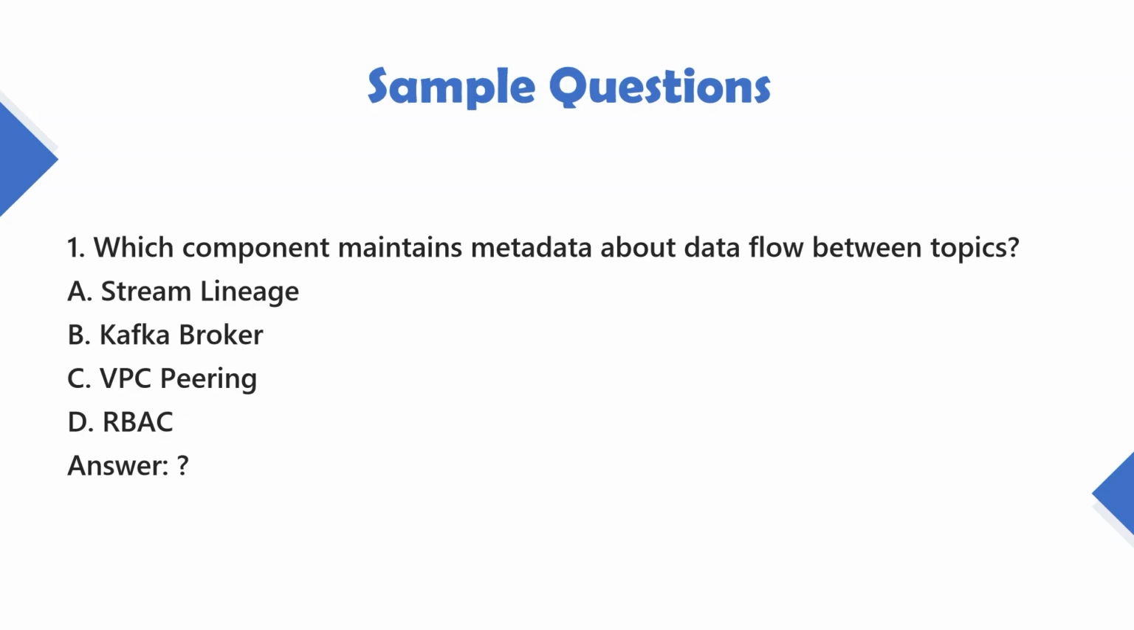1. Which component maintains metadata about data flow between topics? A. Stream lineage. B. Kafka broker. C. VPC peering. D. RBAC.